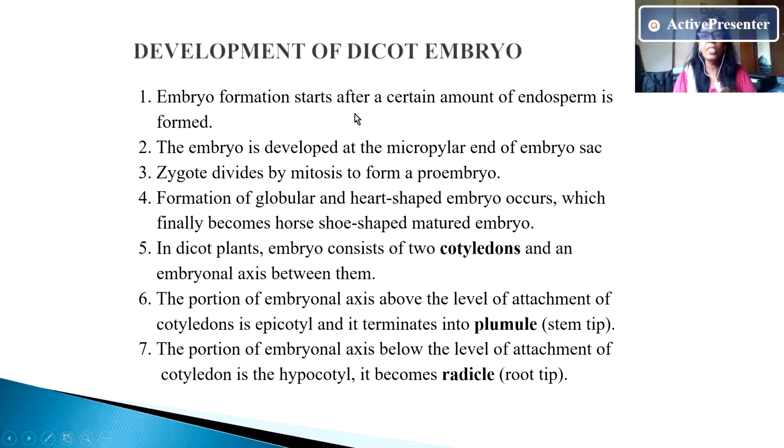Embryo formation starts after a certain amount of endosperm is formed. The embryo is developed at the micropylar end of the embryo sac because the fusion between the egg cell, or female gamete, and the male gamete takes place near the micropylar end. The zygote divides by mitosis to form a proembryo. Formation of globular and heart-shaped embryo occurs, which finally becomes a horseshoe-shaped mature embryo.